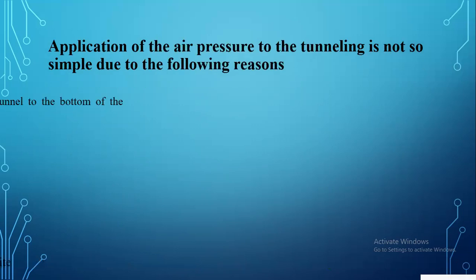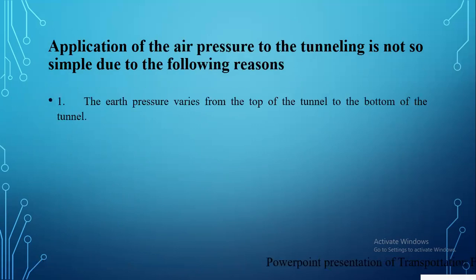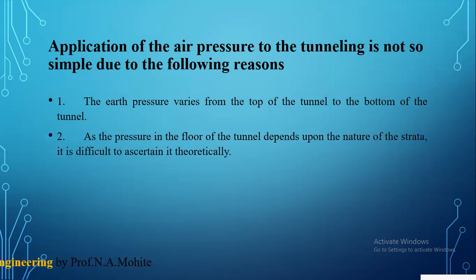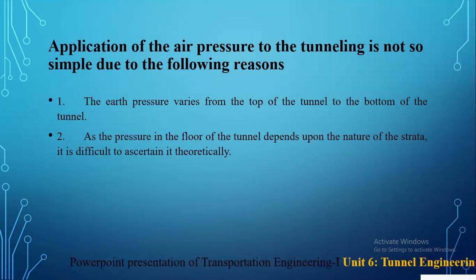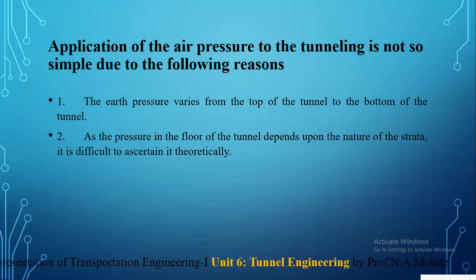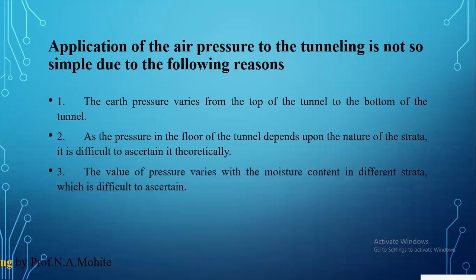First, the earth pressure varies from the top of the tunnel to the bottom of the tunnel. Then, as the pressure in the floor of the tunnel depends upon the nature of the strata, it is difficult to ascertain it theoretically. Practically we are supposed to calculate what pressure is to be maintained, and only then apply the pressure. If you apply the pressure randomly, there will be failure of the soft material. Next, the value of the pressure varies with the moisture content in different strata, which is difficult to ascertain. As I told you, we are supposed to do the calculation, but it becomes difficult in different strata.